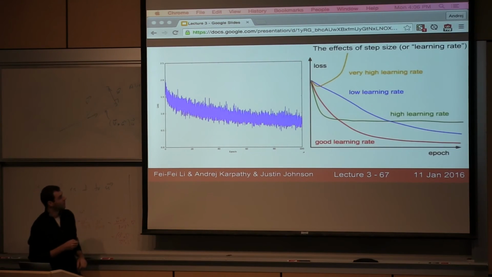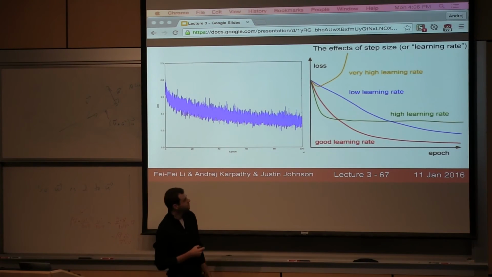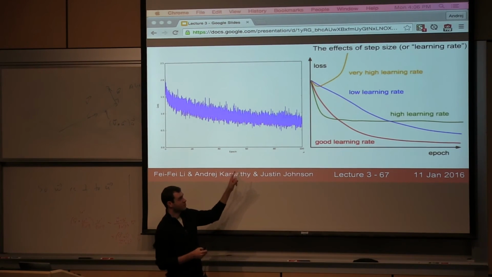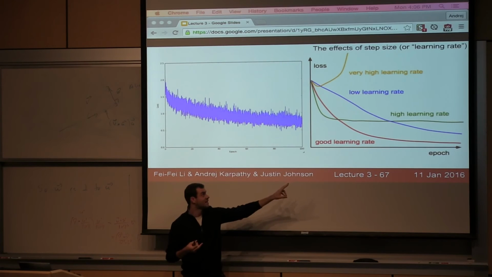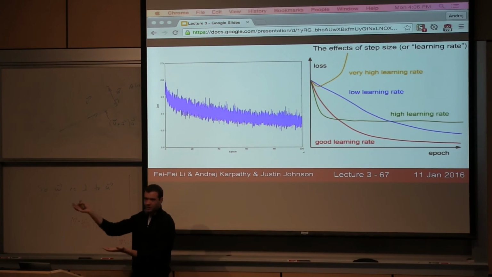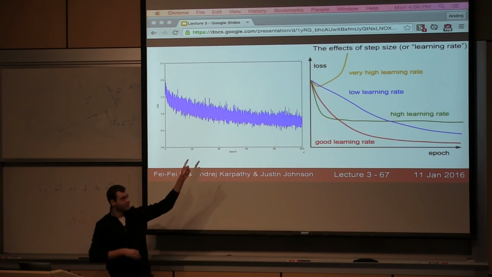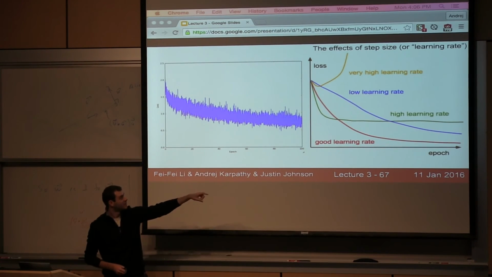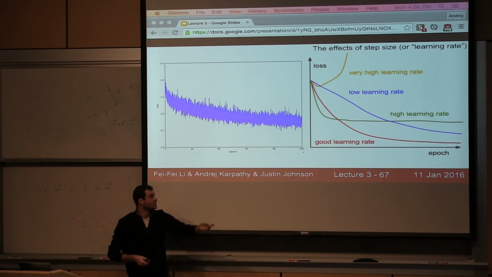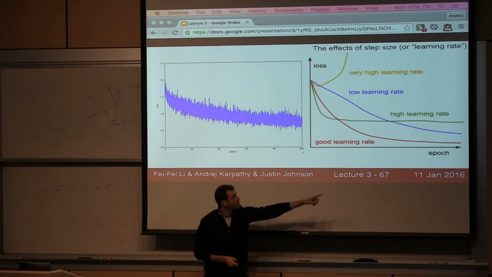I also wanted to show you a plot of the effects of learning rate on your loss function. This learning rate is the step size. Basically, if you have very high learning rates or step sizes, you start thrashing around in your W space, and so either you don't converge or you explode. If you have a very low learning rate, then you're barely doing any updates at all, so it takes a very long time to actually converge.